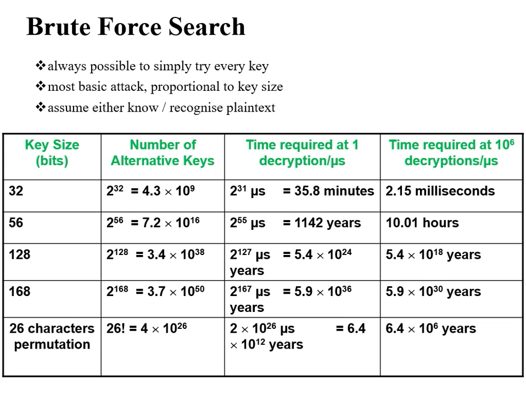Similarly, 168-bit, and later the 26-character permutation. For 26 characters, we go for the factorial, 26 factorial. The number of alternative keys is 4 into 10 power 26, which also provides more time to decrypt at 10 power 6, which is 6.4 into 10 power 6 years. It's a huge, long time to decrypt the message.